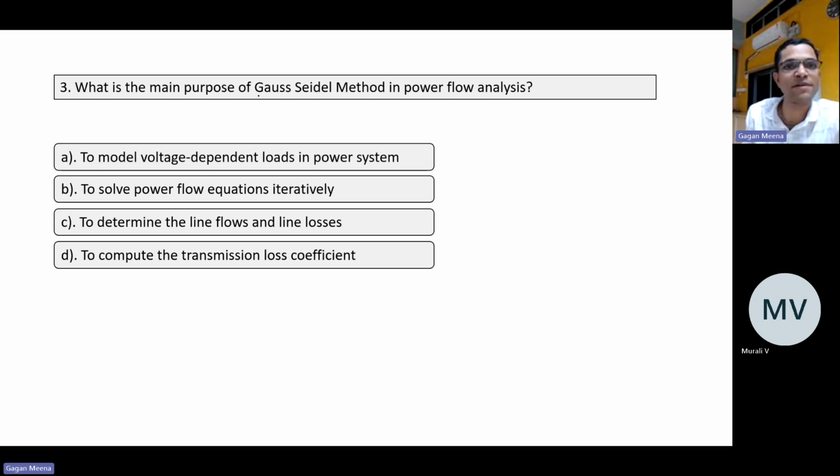What is the main purpose of the Gauss-Seidel method in power flow analysis? Model voltage dependent loads in power systems. Yes, in the Gauss-Seidel method we can do that. We can model voltage dependent loads.